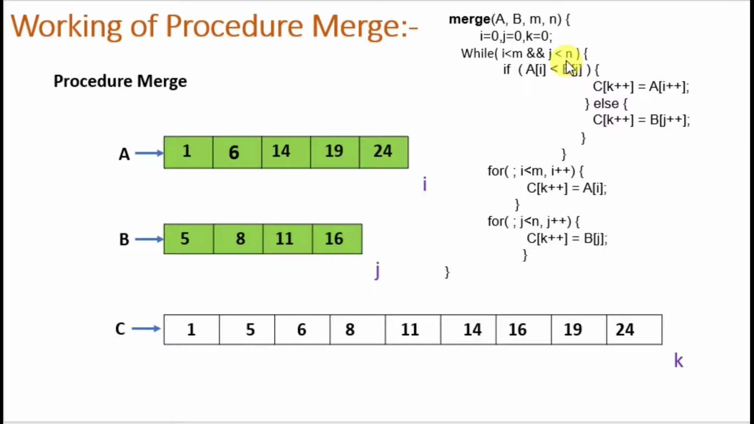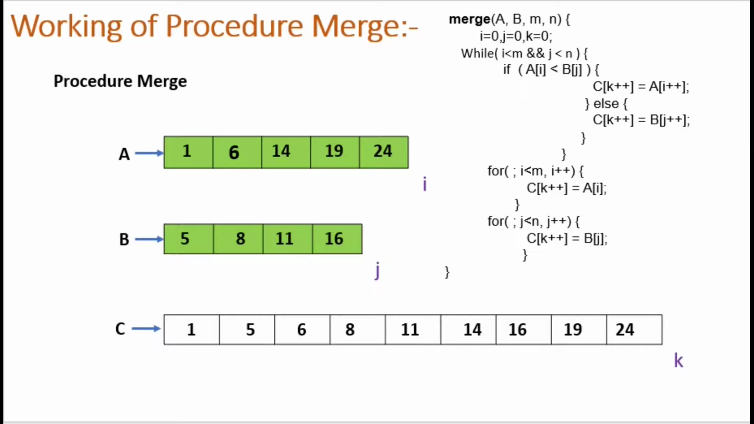This is the condition which terminates the loop whenever the elements get finished. After terminating this while loop, if there is any element left in the arrays, we are going to simply copy those elements into C of k. So these for loops are written. If we have some elements left, then simply copy those into array C. So this is all about procedure merge.